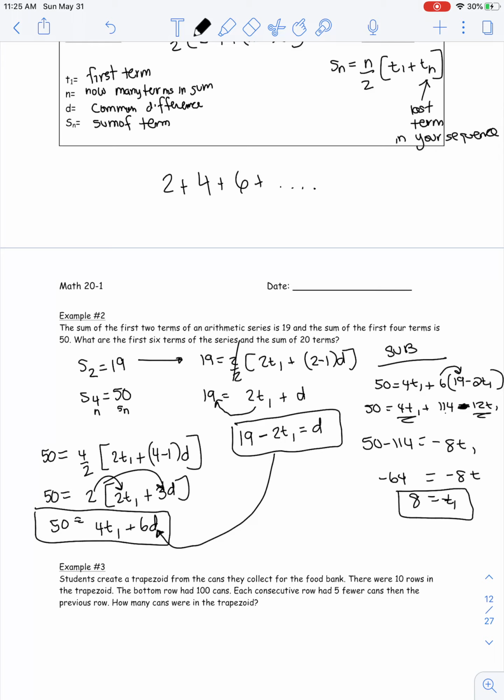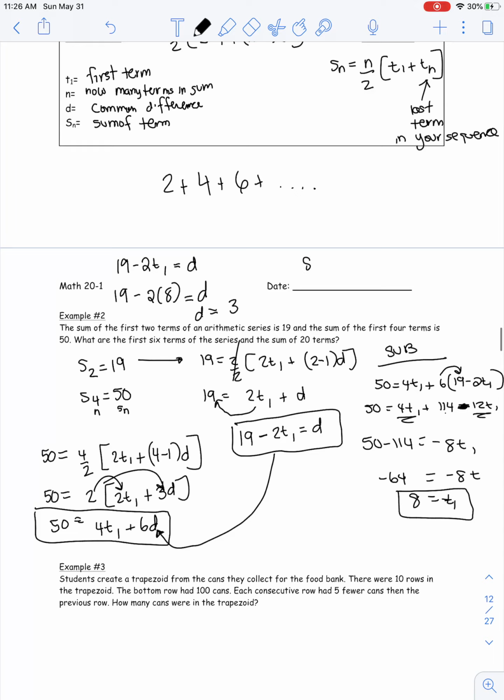Okay, so if t1 equals 8, now we can solve for, it says we want also our common difference. So we're going to use the equation 19 minus 2t1 equals d. So 19 minus 2 times 8, which is our first term, equals d. If we put that into our calculator, d should equal 3. So 19 minus 16. So now that we have our first term, our t1, we have our value of 3.